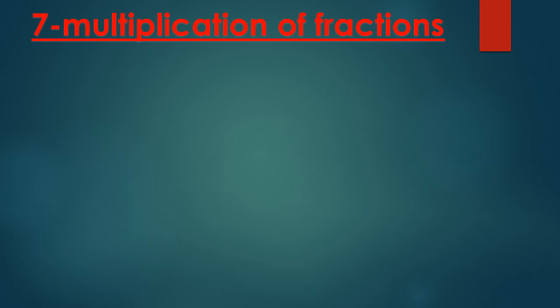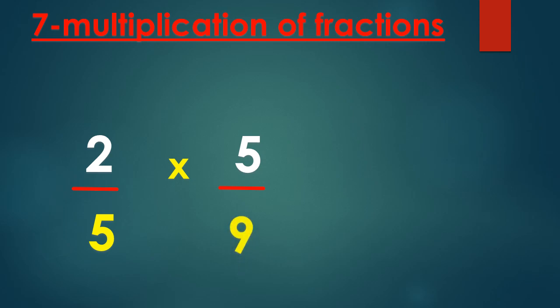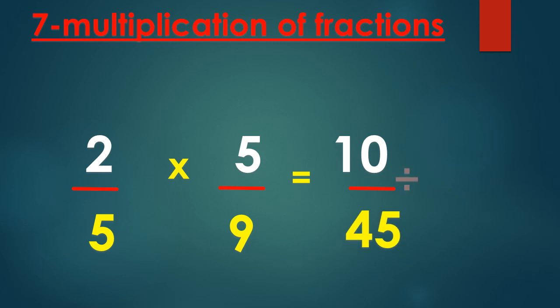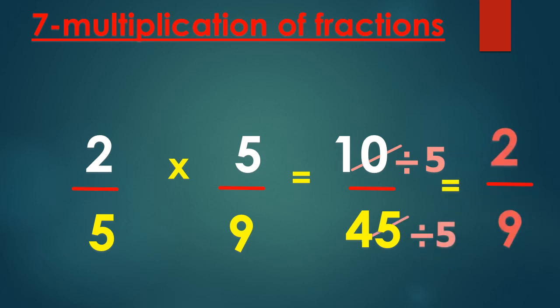Another example of multiplication of fractions is 2 over 5 times 5 over 9. 2 times 5 is 10. 5 times 9 is 45. But we still can simplify them. Both are in the times table of 5. 10 divided by 5 is 2. 45 divided by 5 is 9. The answer is 2 over 9.